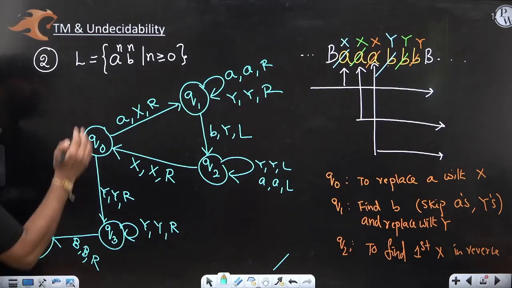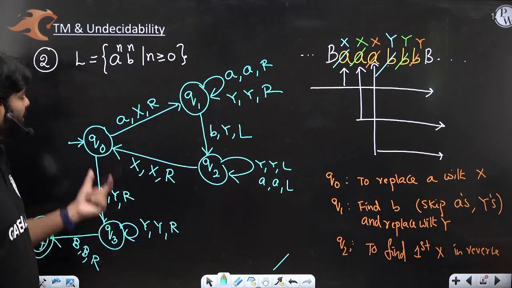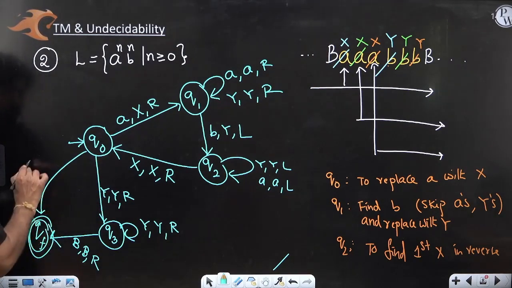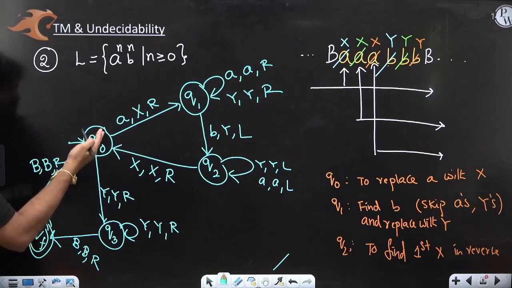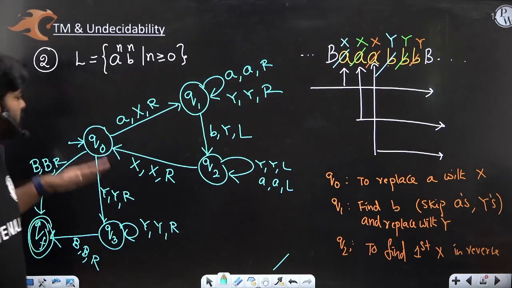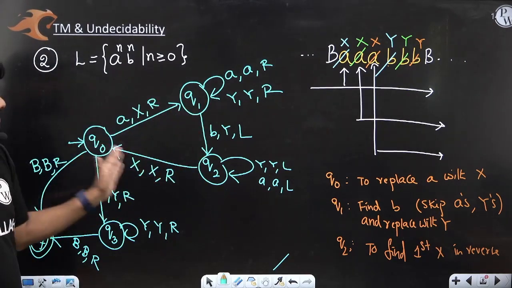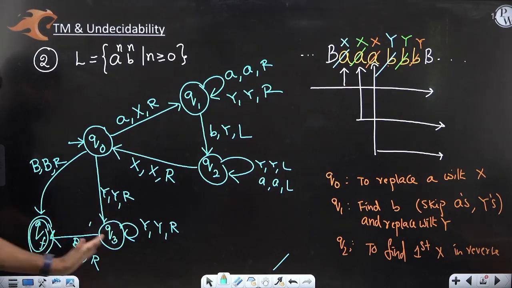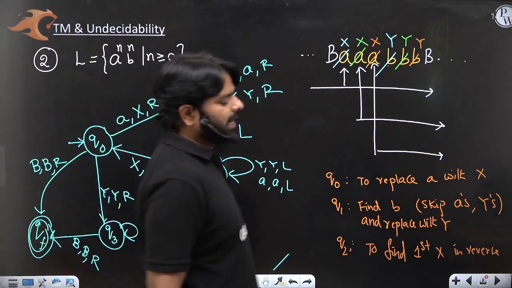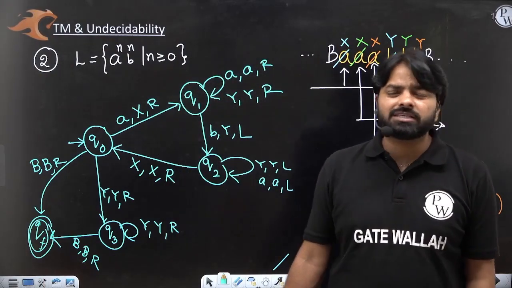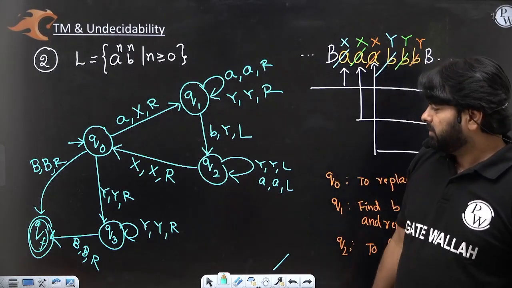In case you want to accept epsilon, Q0 directly sees the blank, and when Q0 sees the blank you come directly to the final state. That is how you can accept epsilon. Other than epsilon, any non-empty string with A's and B's takes this path and finally goes into the final state. So this is the machine which accepts an equal number of A's and B's when the strings are in the form of A's followed by B's.